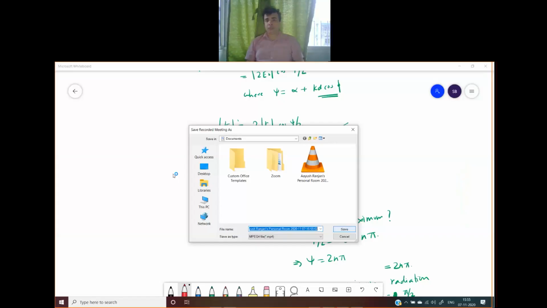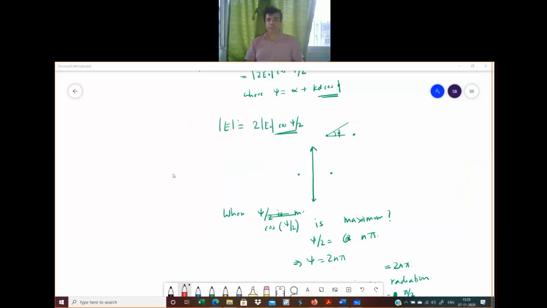So the 2-element array is okay. Any questions regarding the 2-element array?